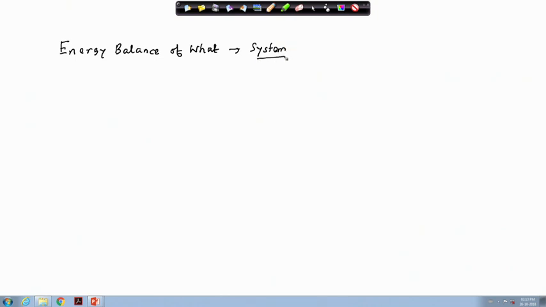So, this is actually the point where you should highlight the different types of system, the concept of different type of system to your students, which are isolated system, closed system and open system.